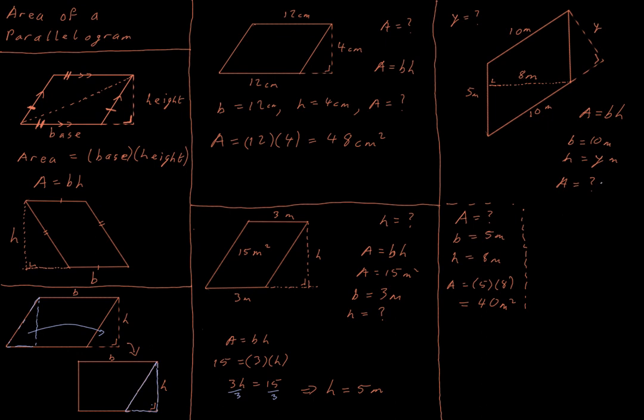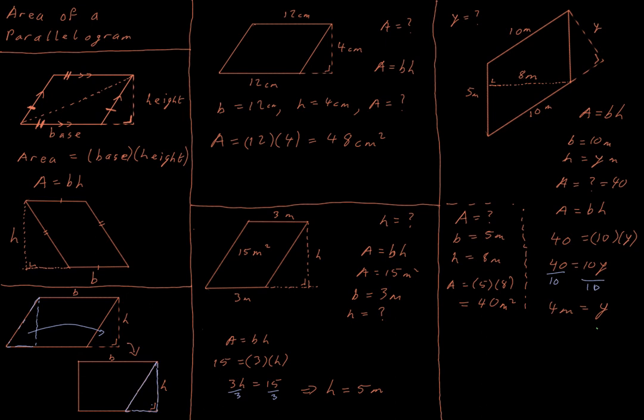Well, I now know that the area of the shape I'm looking for is 40. So that means that area is equal to base times height. So 40 is equal to, the base is 10, the height I'm looking for is called y. So 40 is equal to 10y. I can divide both sides by 10 because 10 divided by 10 is going to give me 1. And I want to know what 1y is. So 4 meters is equal to y.